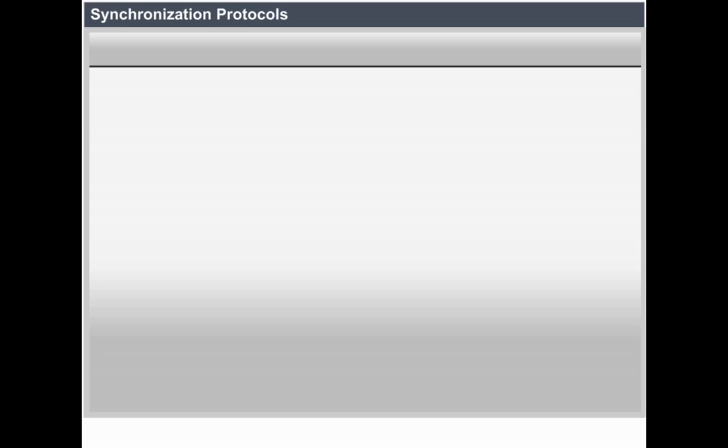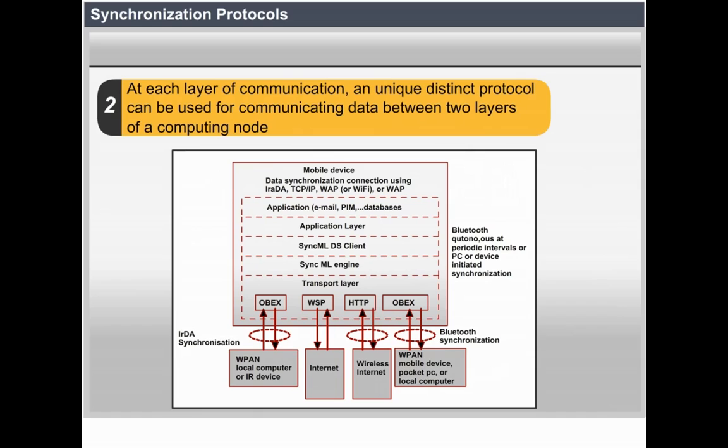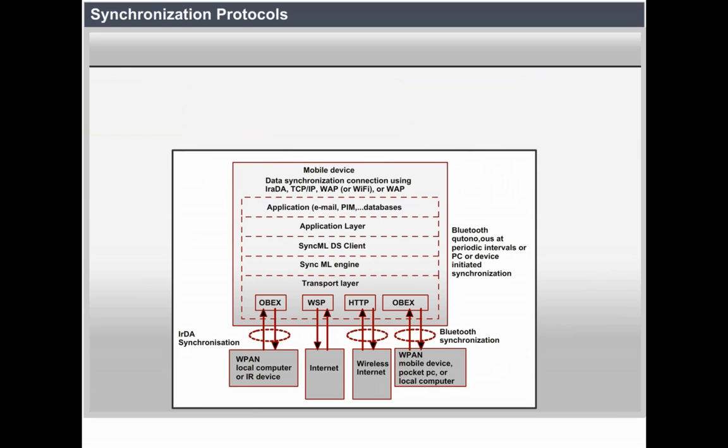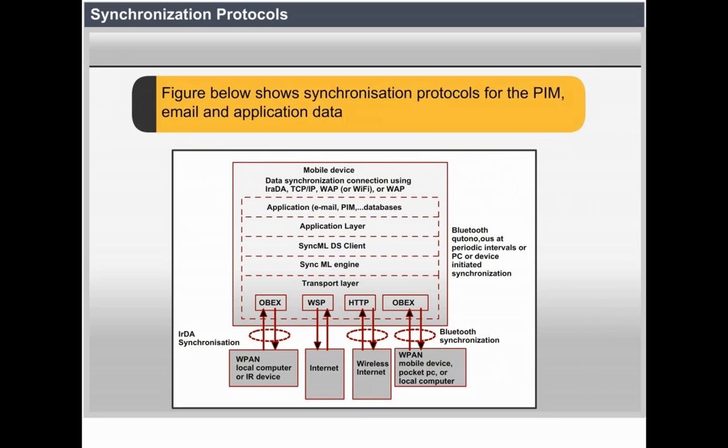Synchronization protocols. A protocol is used for communication of data between two nodes of a computing system. Also, at each layer of communication, a distinct protocol can be used when communicating data between two layers of a computing node. The synchronizer can deploy different protocol layers for communicating with different devices and computers, and also use the protocol layers for communicating with personal area and remote area devices and computers. The figure below shows synchronization protocols for the PIM, email and the application data.